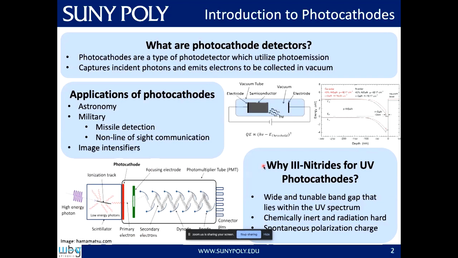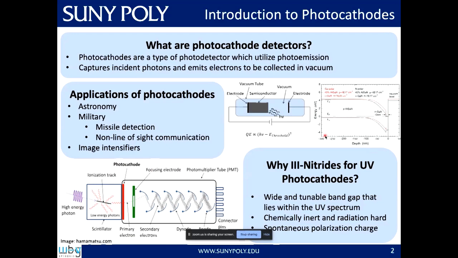The III-nitride material system is particularly well suited for these UV photocathode detectors, as it has a wide and tunable band gap that lies within the UV spectrum. Additionally, it's chemically inert and radiation hard, which means that it will have a long lifetime and high reliability.